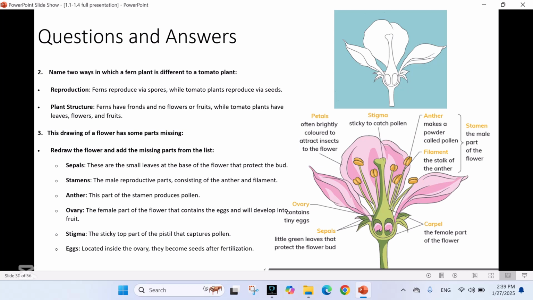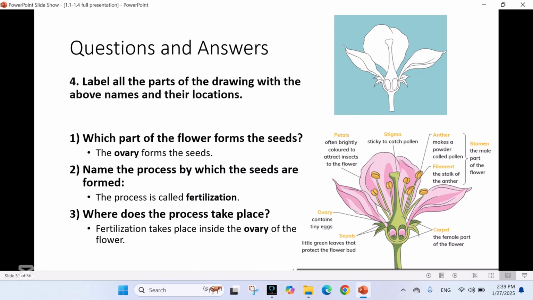Ovary, the female part of the flower that contains the eggs and will develop into fruit. Stigma, the sticky top part of the pistil that captures pollen. Eggs, located inside the ovary, they become seeds after fertilization. Question number 4. Label all the parts of the drawing with the above names and their locations. Which part of the flower forms the seeds? Answer is the ovary forms the seeds.